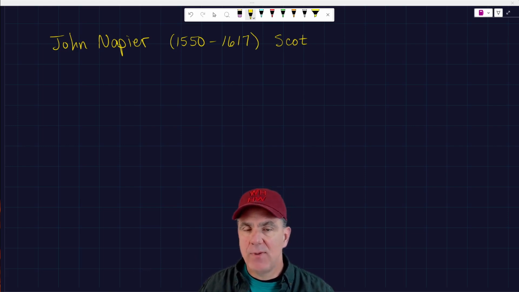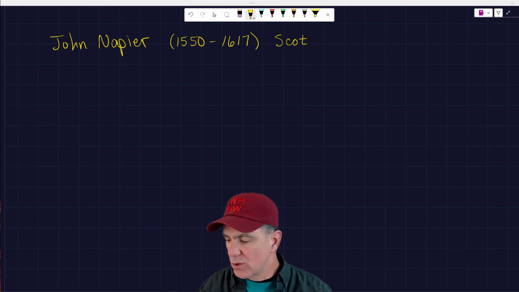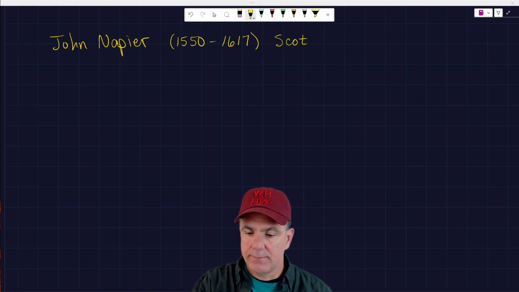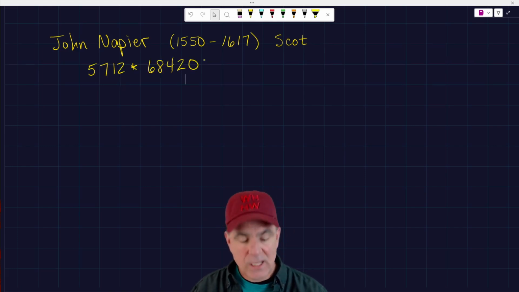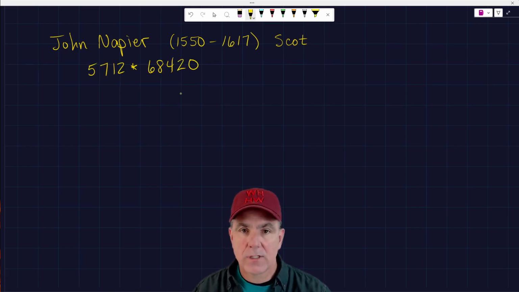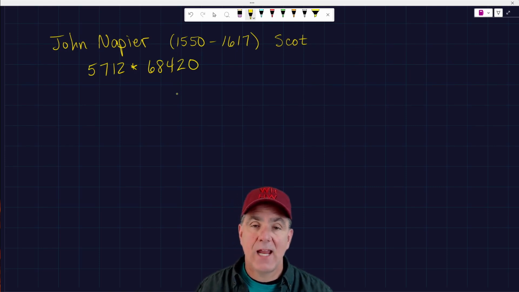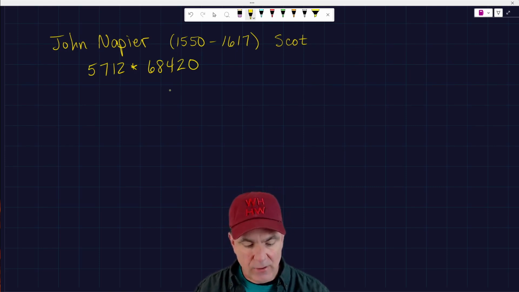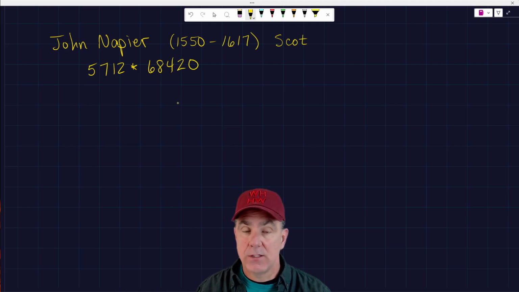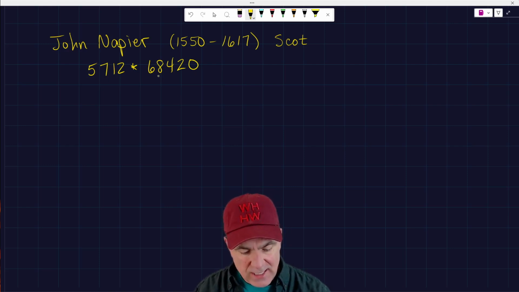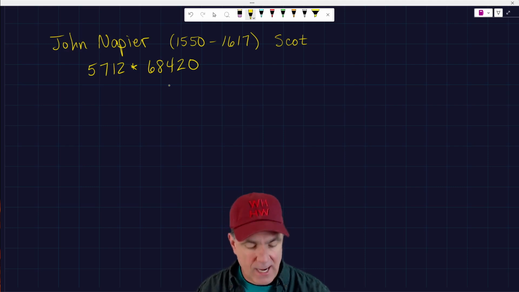The reason that Napier came up with logarithms was to address problems like this one here. So let's say we want to take the product of these two numbers. To go through the hand computation of grinding out this product is quite labor intensive. And of course, it doesn't matter where we slide the decimal points. This could be 5.712 times 6.842.